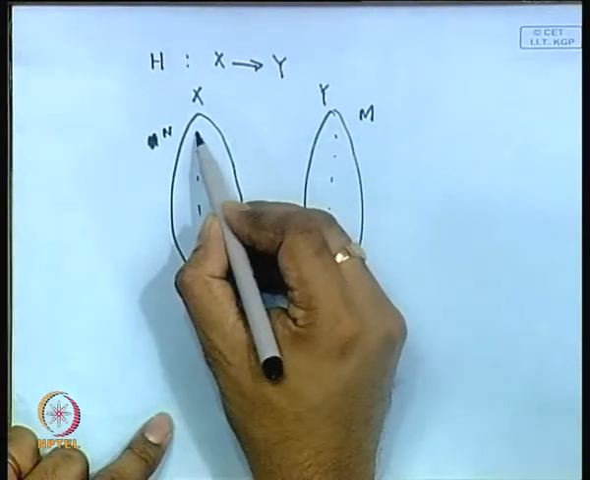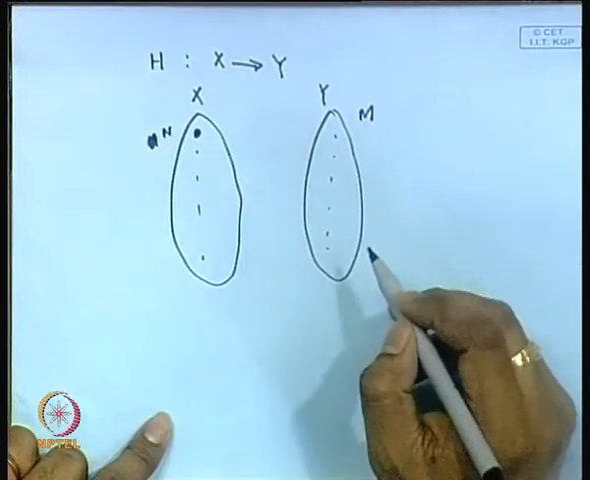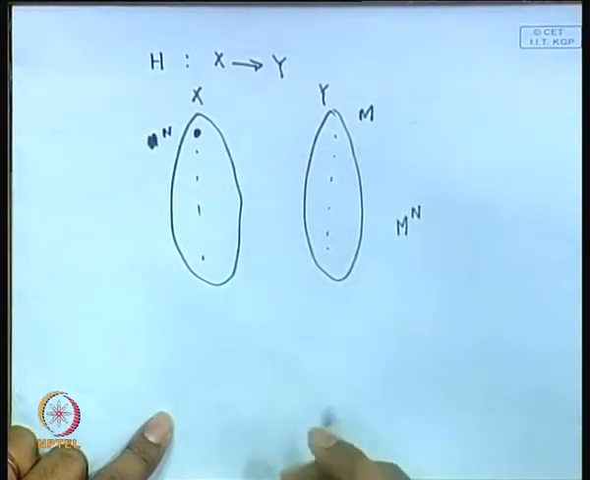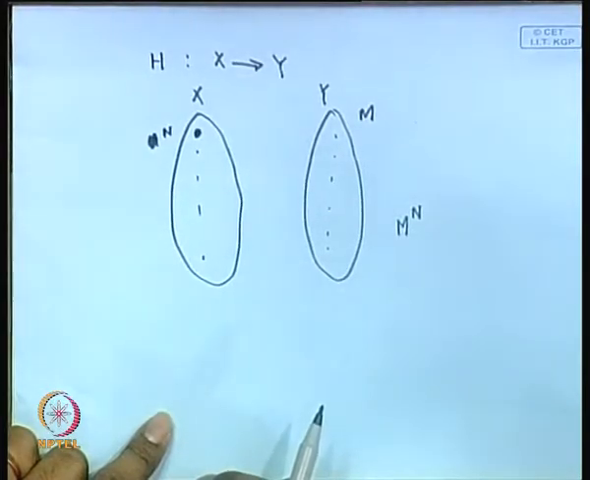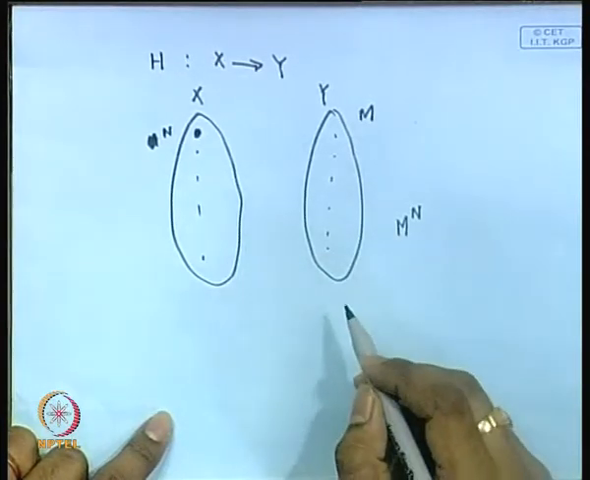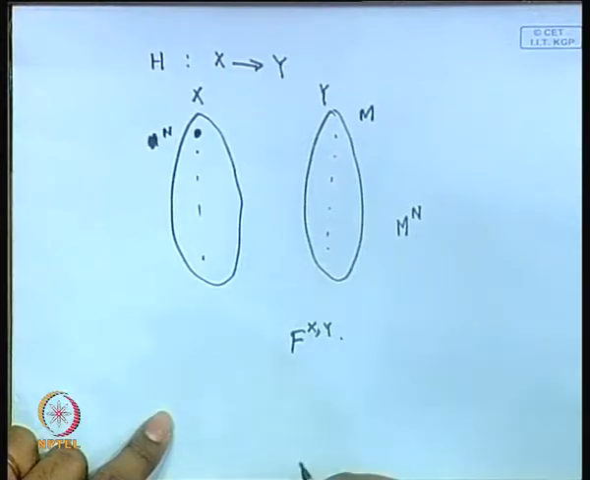For each possible input here, there are m possible outputs. So therefore you can apply this and you can see that there are m to the power of n such possible transformations, right. So from there we choose any one function and we denote that function as fxy. So your hash function will be one of them.